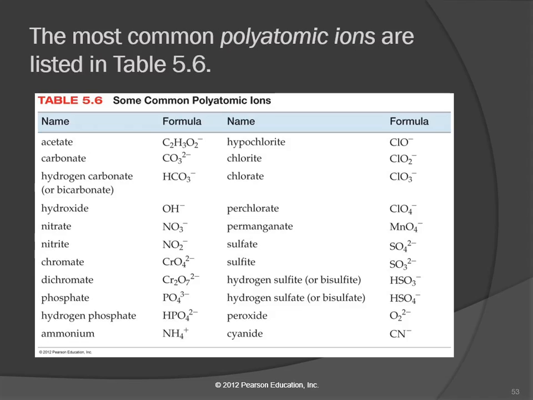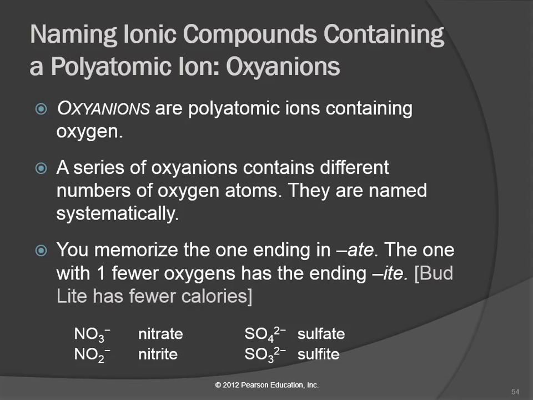And you just have to memorize them. You memorize the name, the formula, and the charge. So 3x5 cards, flashcards, keep them in your pocket. You're stuck at a train or a red light, pull them out, go through them. That's the best way to learn them. So let's talk a little more about these guys. The ones that have oxygen in them are called oxyanions. They're anions containing oxygen. And there are a series of them that are related.